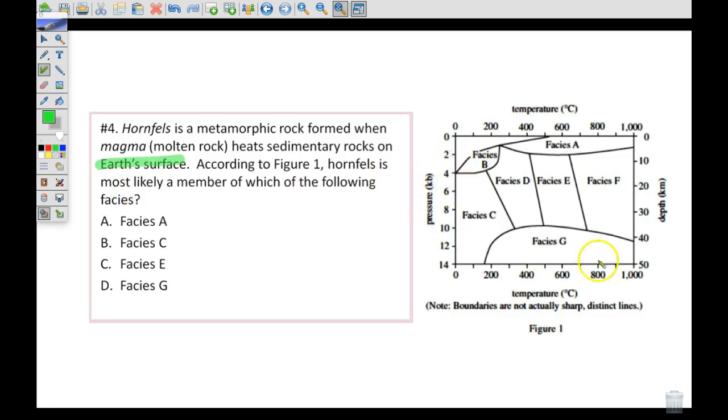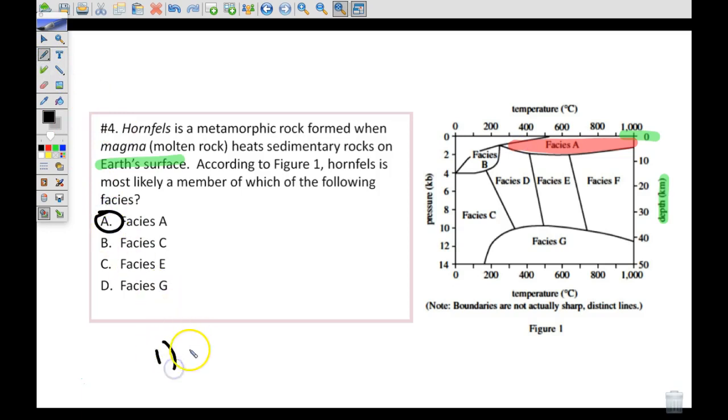So back to Figure 1 where we have pressure, depth, and temperature. Earth's surface implies that we need to look at depth. And the surface piece especially means we're looking at a depth that's pretty shallow, so around 0. And the only facies that's in that area is facies A. So the answer to number 4 is A.